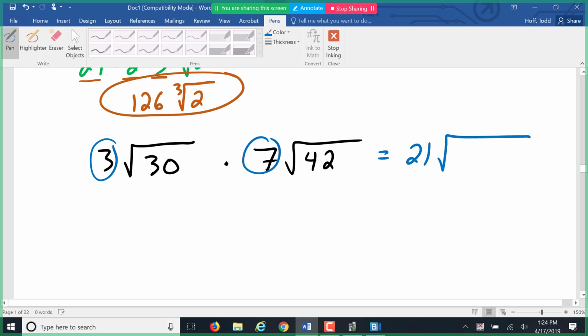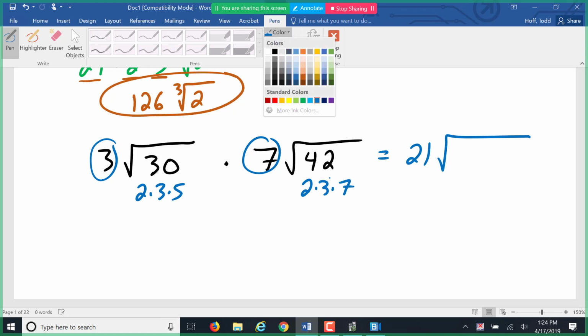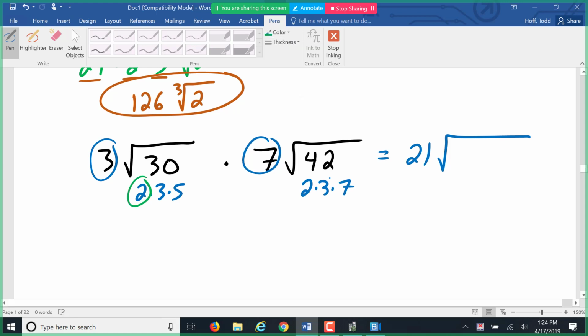30 times 42. Now, rather than multiplying them out, I'm going to do this. 30 factors into 2 times 3 times 5. 42 is 2 times 3 times 7. So if I multiply them together, 2 times 2 is 2 squared. 3 times 3 is 3 squared. 5 and 7. All I did to multiply them together is I just combined all their factors together.